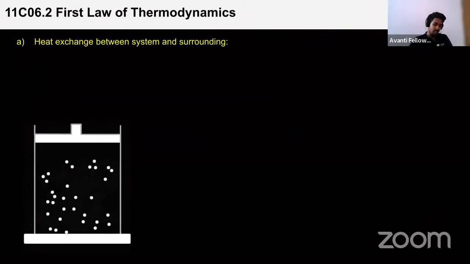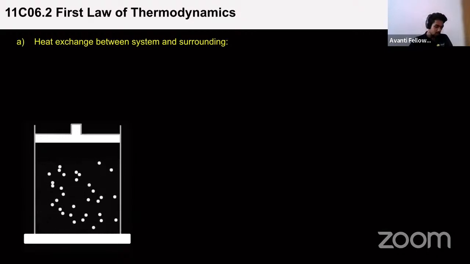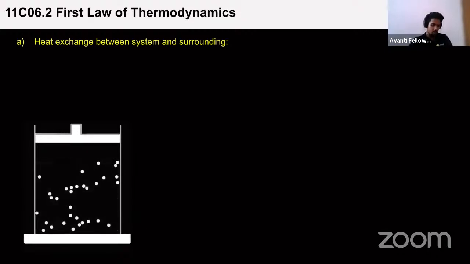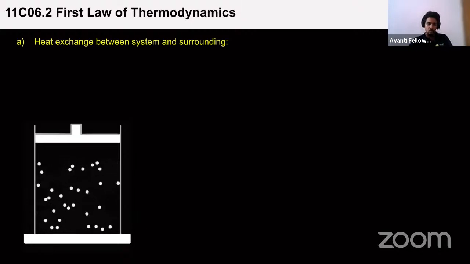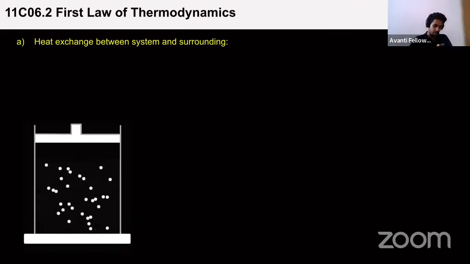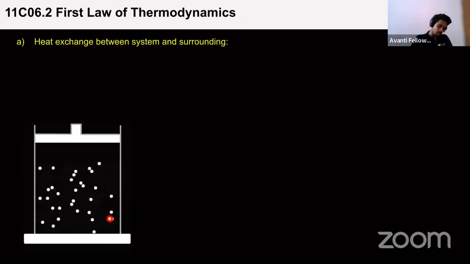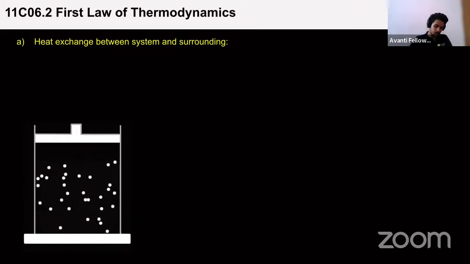Now, first thing, let's see heat exchange between system and surroundings. Okay, I think you can see this, right? You can see the GIF, what is happening. Initially we are taking the gas molecules, and the gas molecules are in this way, right? The gas molecules will be occupying the whole volume of the container, right?